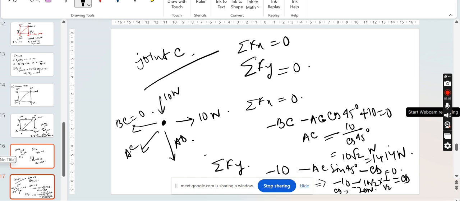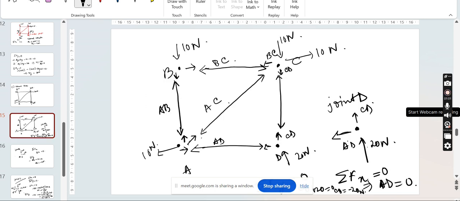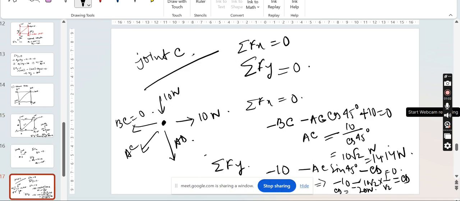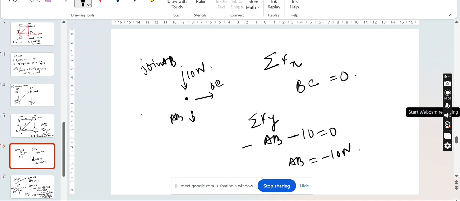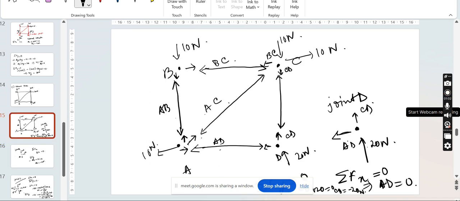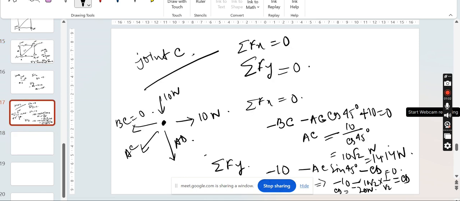So we have CD, AB, AC. We need to calculate the equation for joint A, which has AB and AC. We have already computed BC equal to 0, AC is 10 root 2, and AB is minus 10 Newton. So we have already computed all the forces in the truss.